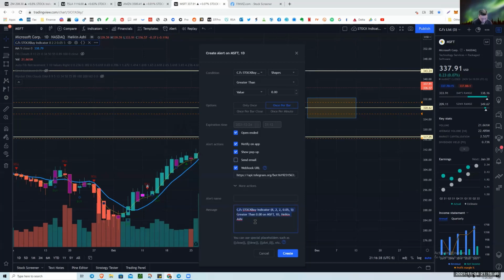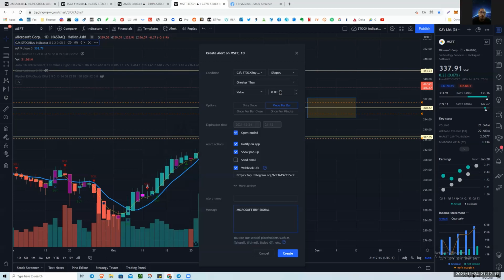So what you can do is change it to Microsoft buy signal. When you put in the value, 0 is going to be a sell signal, 1 is going to be a buy signal. It has to be greater than. So if you change it to greater than, and the value is 0, and it goes to 1, that'll send you the buy signal alert.